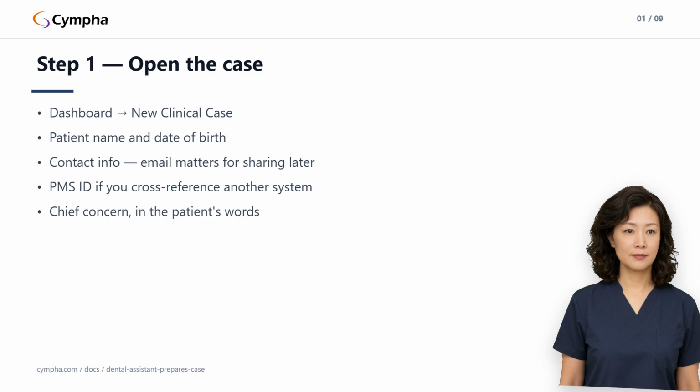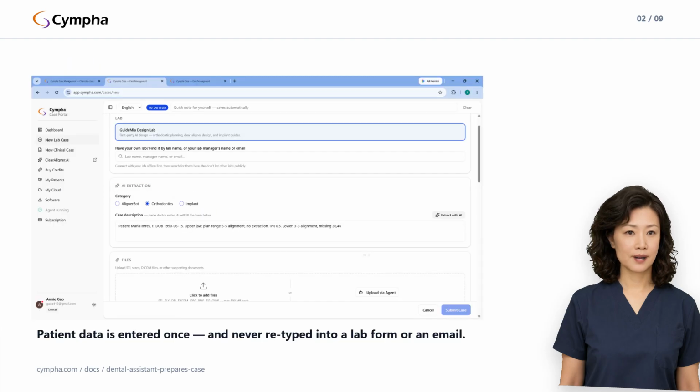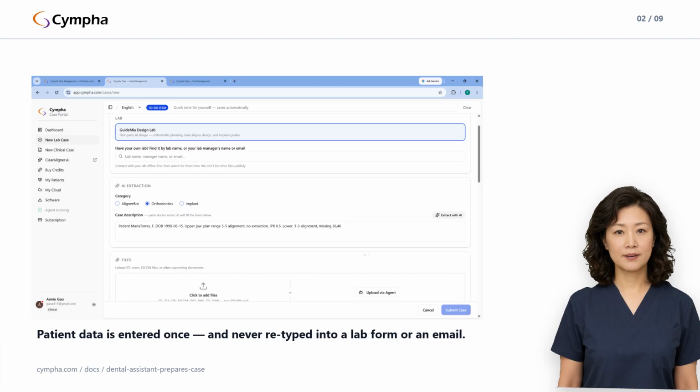Here's the new case form. It looks like any intake form, but what it changes is everything that used to happen after intake. In the old routine, patient demographics get typed here, then retyped into the practice management system, then typed a third time onto a lab slip when the doctor orders work. On Cympha, this form is the one place patient data lives.